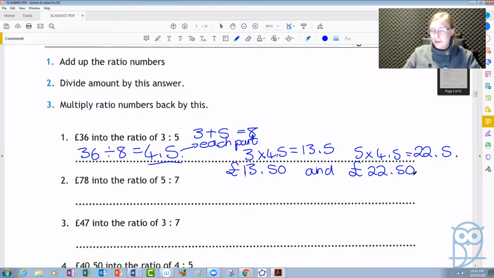So I'm going to pause here for a bit and let you guys try this one. 78 pounds divided into the ratio of 5 to 7. Okay, you can now only chat to me. So please type in your answer for this question. You have 1.5 minutes to 2 minutes, so please try it.